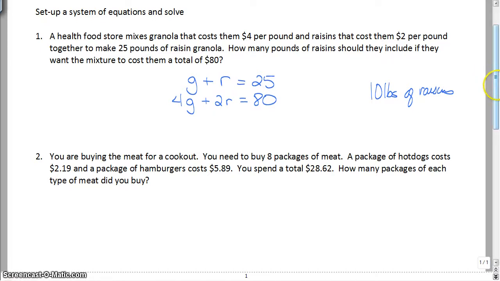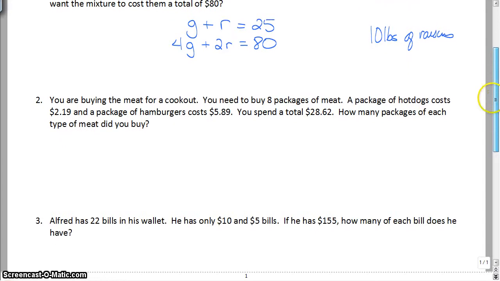Okay, so number two, again, it's another stuff and money problem. This time we've got hot dogs and hamburgers, and we have a cost associated with each one. So for this, we want to buy 8 packages of meat. Hot dogs are $2.19, hamburgers are $5.89, and we want to spend a total of $28.62. So we'll do one more together. We'll call it dogs plus hamburger is equal to 8 packages of meat.